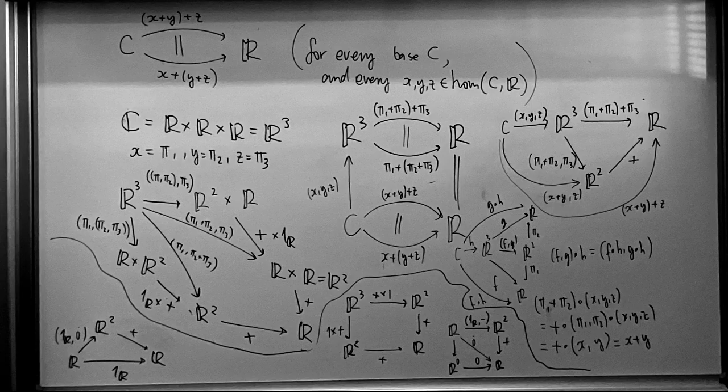Okay, but there is something wrong with writing this down. Wait, is there? Sorry. No, there's nothing wrong there. So how do we form this arrow? Let's just recall that. We form this arrow by going first to R cross R, and then doing plus, right? And we go to R cross R by pi1 plus pi2, comma pi3.